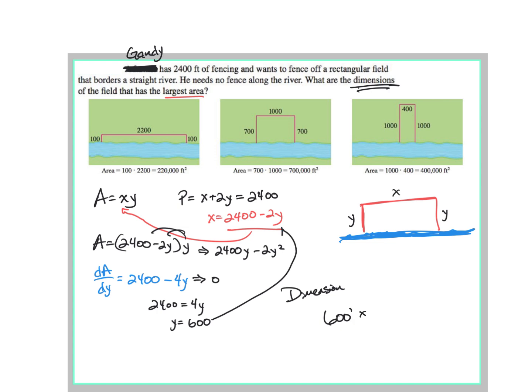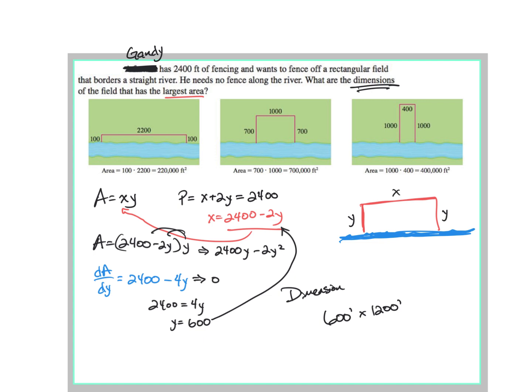Back substitute. That one's already solved for it, so I'm going to go in right there. And so now I'd have 1,200. Good. And so my dimensions are 600 feet by 1,200 feet. So that's our dimensions.